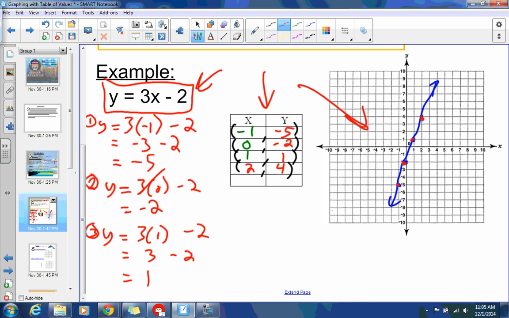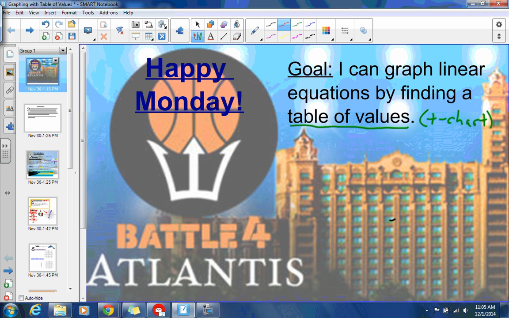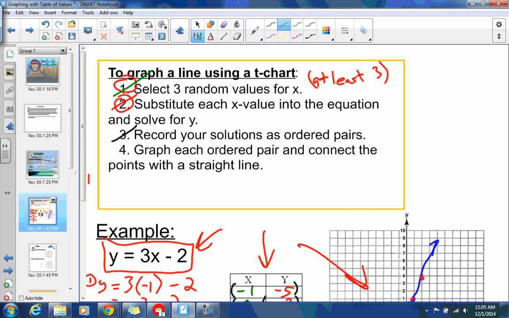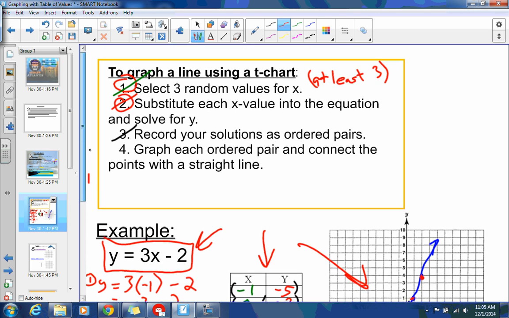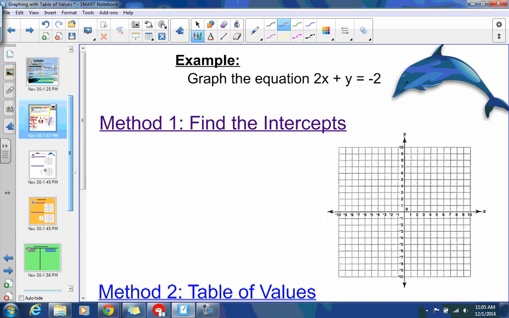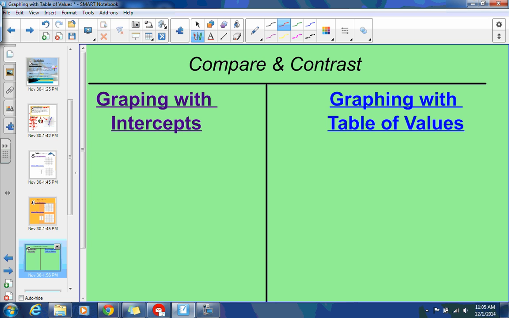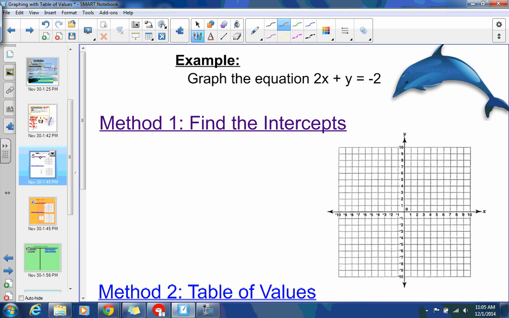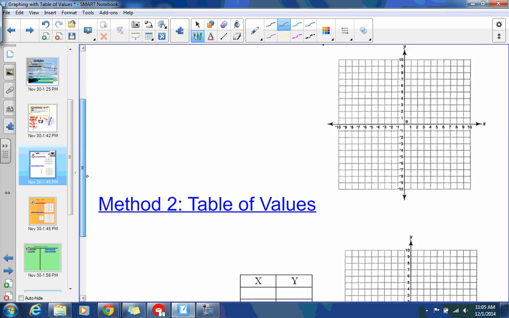Okay? So that's our goal, is to graph a linear equation by finding a table of values. Okay? So these steps are important. If you can do those, you can graph. Now I'm going to try one more. And we're going to kind of compare the two, graphing with intercepts and graphing with the table of values. So we're going to do both here. I'm going to first do the second method that we just learned today, and then we'll go back and compare it to the other one.